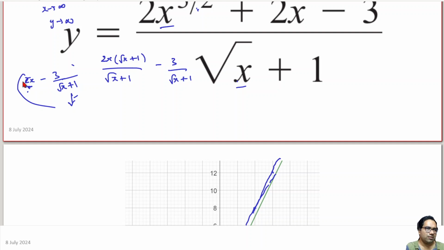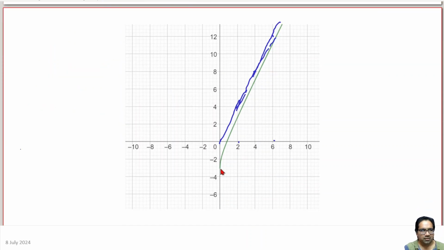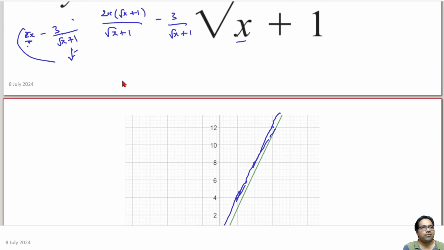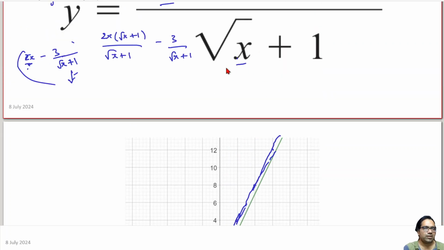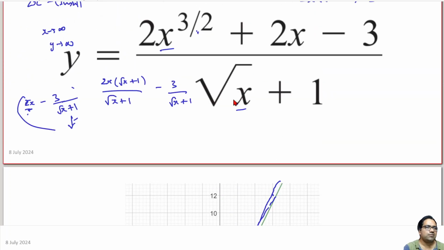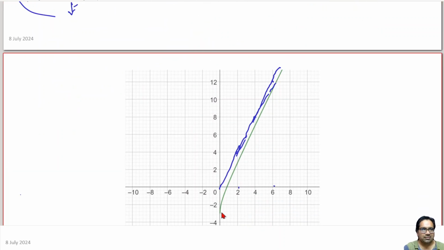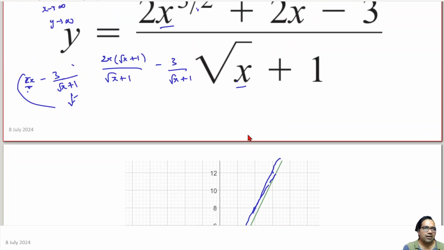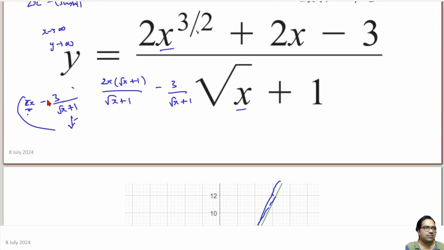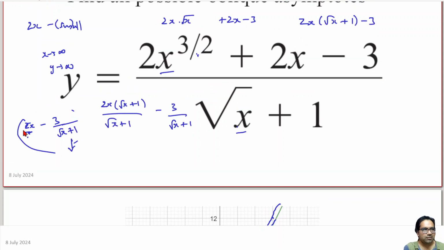When x equal to 0, what will happen? This is 0, and minus 3 by root 0 plus 1, that is minus 3. That is this point. When x equal to 0, it is actually this point, and before 0, because there is a root x here, x negative is not even in the domain. So this graph is applicable only when x is greater than or equal to 0, and when x becomes very big, this approaches this line y equal to 2x. That's why this line y equal to 2x is called oblique asymptote.